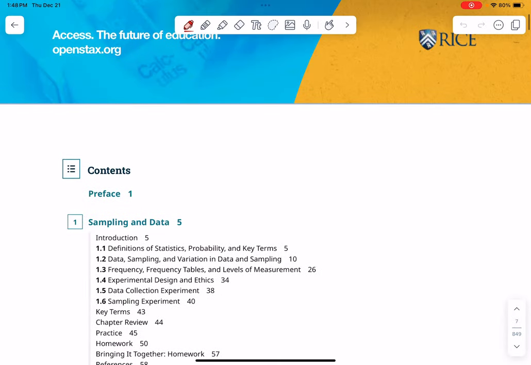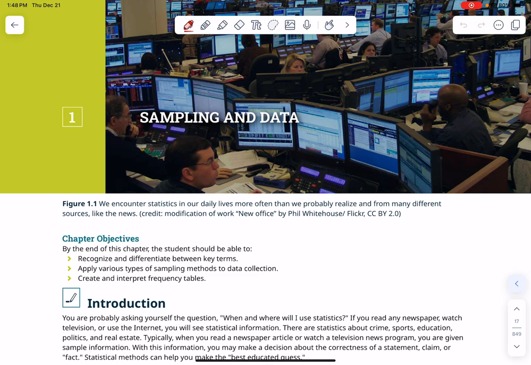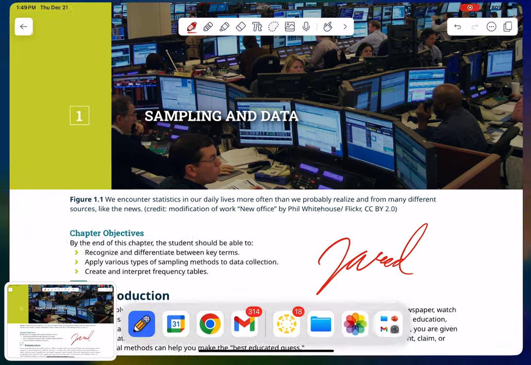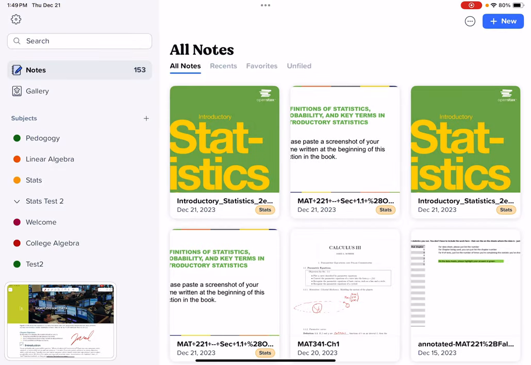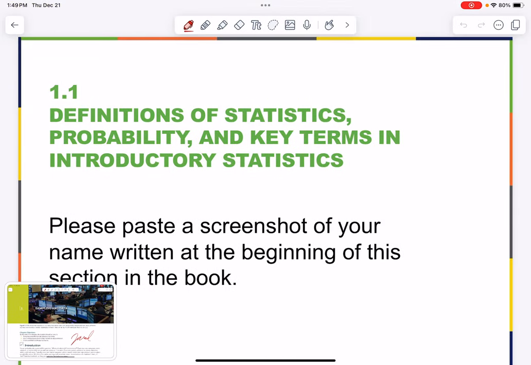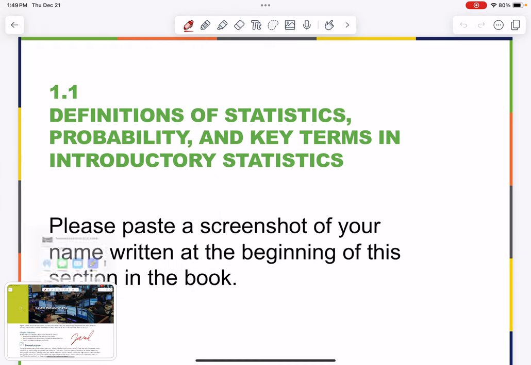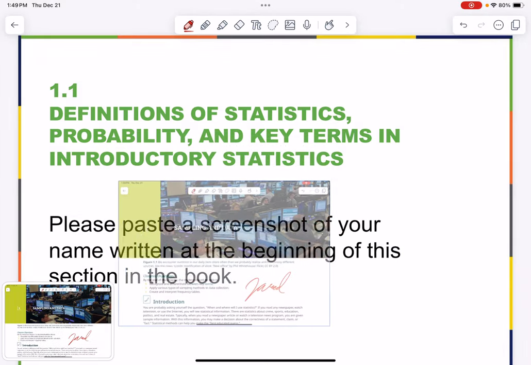And I'm going to go to the first section. Yep, go to link. There it is. And I'm just going to write my name. All right, something like that. And now I will take a screenshot of this. There we go. Okay, great. There's my screenshot. I'm going to go back. Oh, yeah, close that. Go into this. And then I'm going to paste. It says it doesn't. Let's see. Copy. There we go. Paste. Yes, allow. There we go.